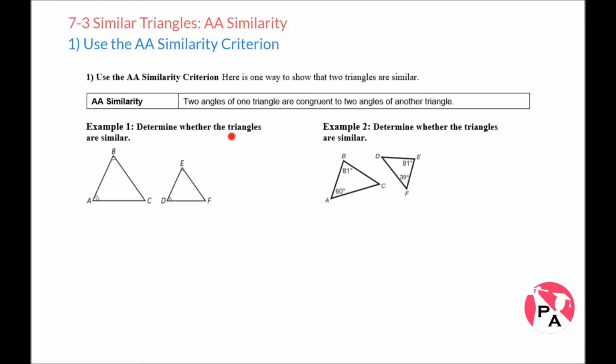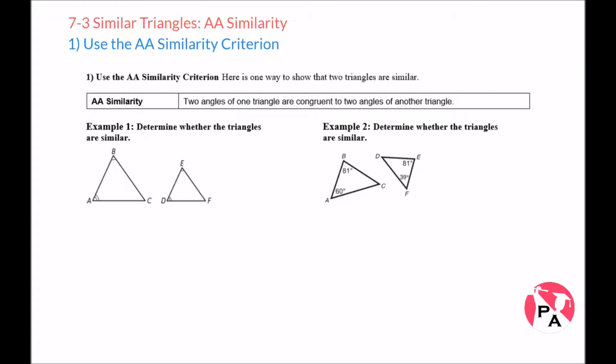It says determine whether the triangles are similar. So we have two triangles, and remember we are using the angle-angle similarity criterion. So let's look at the angles. Angle B and angle E have the same symbol, so they are congruent to each other. And the same thing applies for angle A and angle D. So this pair is the same as well.